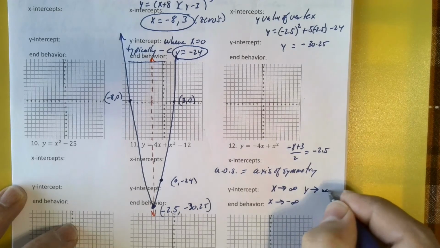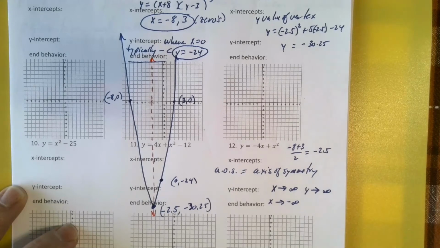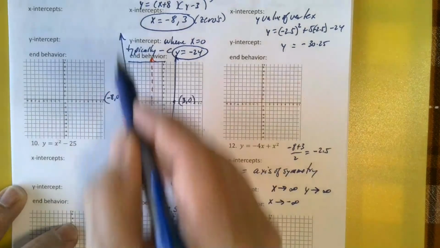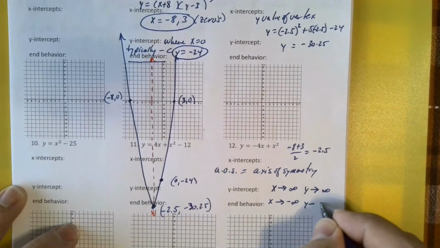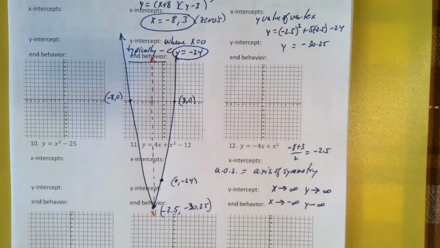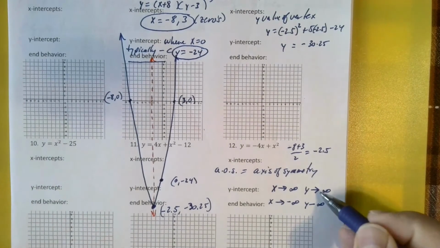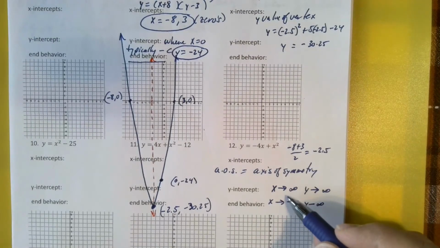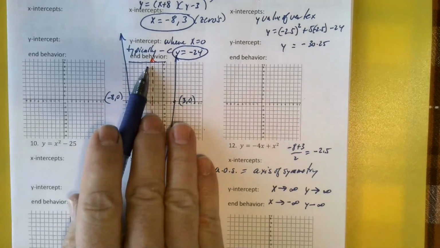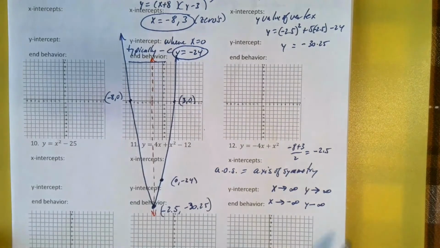Y goes towards positive infinity. Now I look at the other side. So as I move left, my graph's still going where? Still going up, so y is still approaching positive infinity. And what you'll notice is that these two will always match. These two never change. Whenever it asks for end behavior, it's always going to look like this.